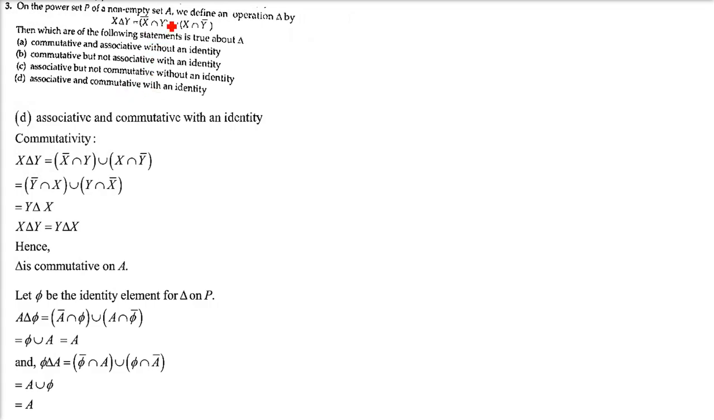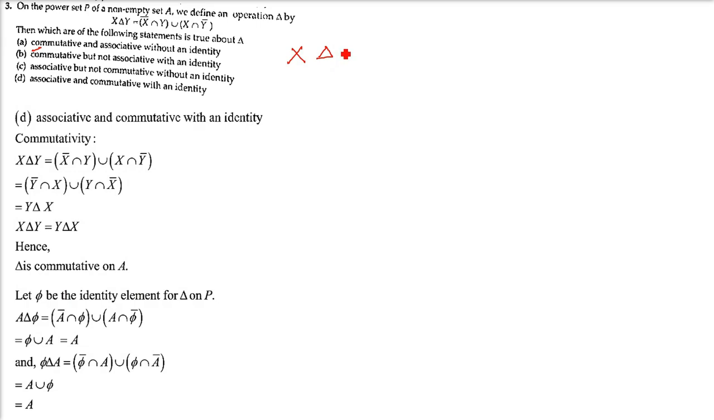Question number 3. On the power set P of a non-empty set A, we define an operation, this triangle, by X triangle Y equals. So we have to understand that this question is more related to set theory. All these operations, commutativity and associativity and the identity, are being asked here one by one. Commutative, associative, not commutative, not associative, not identity. All these options are there. So we'll do one by one. First we'll do the commutative part, then the associative part, and then the identity part.